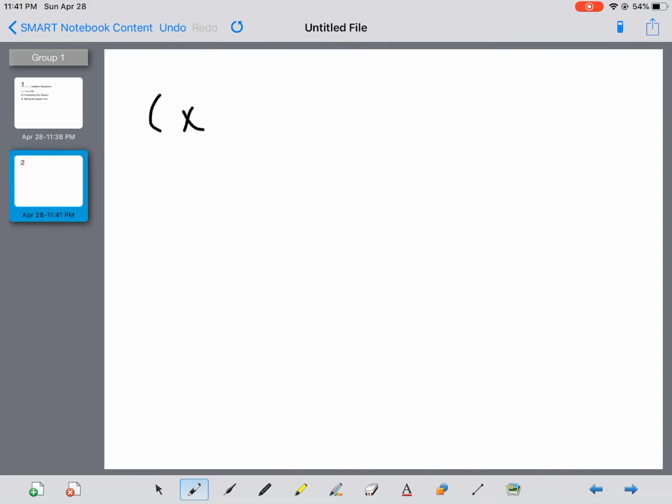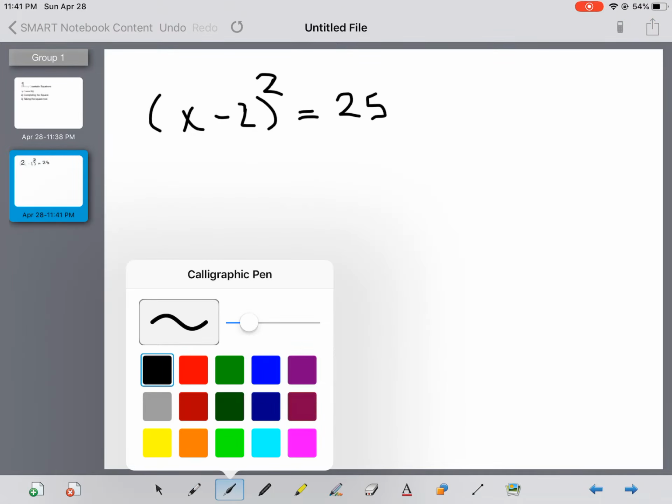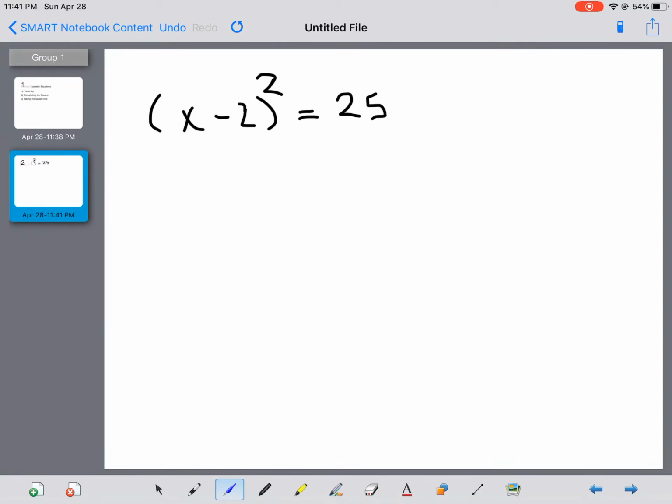Let's say we have (x minus 2) quantity squared equals 25. So this is a quadratic equation, and we are going to use taking the square root. So our first step is to take the square root, because our goal is to get x alone. We can't really do anything with x because of that exponent, so we first have to get rid of the exponent 2, and you do that by taking the square root.